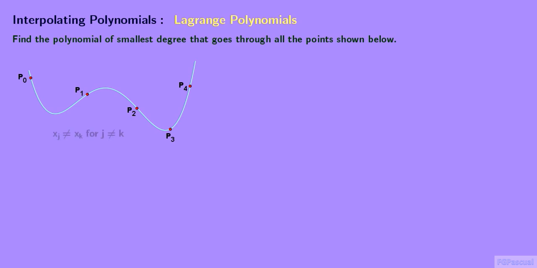For any given set of points that goes all the way through p sub n, there is a unique polynomial of smallest degree that contains all the given points. That polynomial is called the Lagrange polynomial and can be written in the following form. In this expression, a sub 0, a sub 1, all the way to a sub n are unknowns.